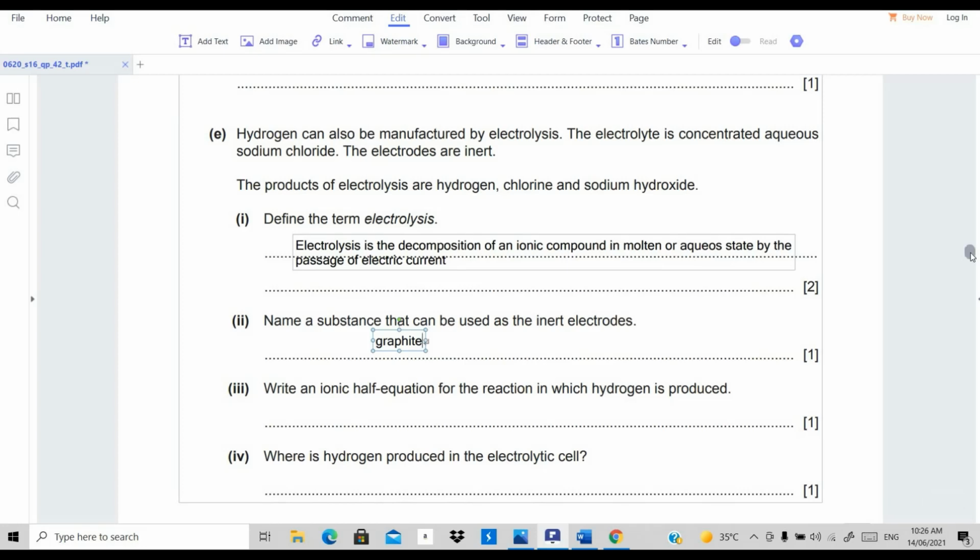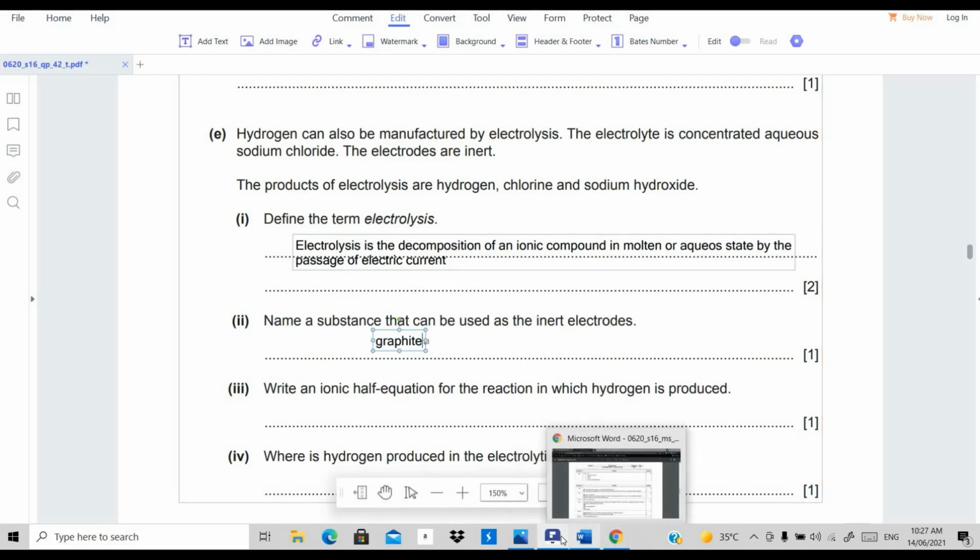Moving on to part 3 of this question: write an ionic half equation for the reaction in which hydrogen is produced. So basically, you should be familiar with the electrolyte first. The electrolyte, you can see here, is concentrated aqueous sodium chloride. What will happen if the electrolyte is concentrated? Cl minus is produced at the anode, and hydrogen is produced at the cathode because the least reactive will easily gain electrons. That's why hydrogen will come.